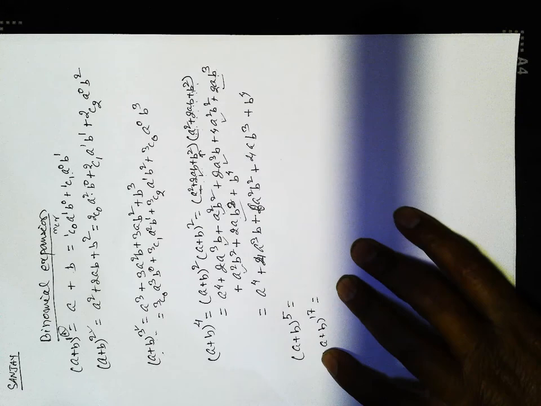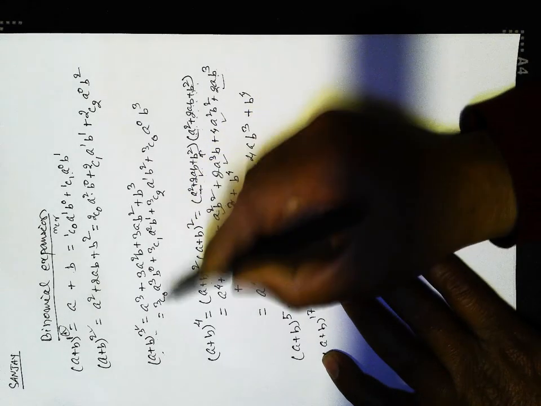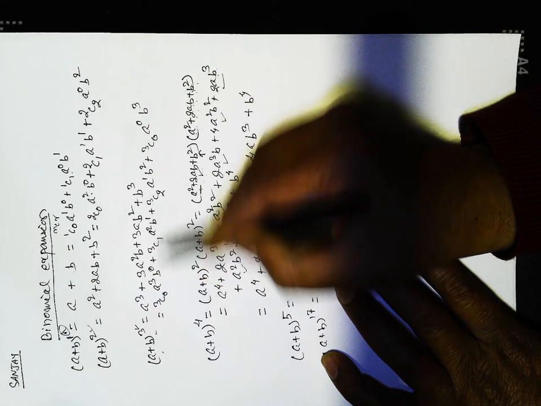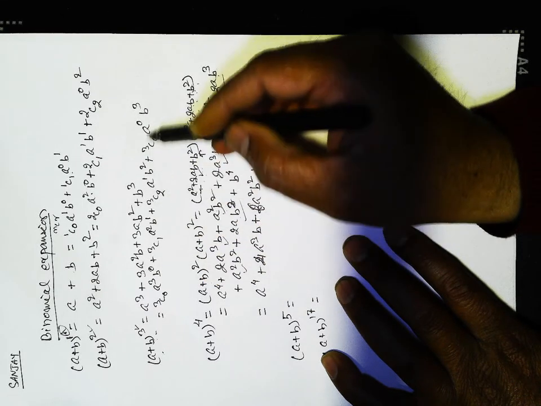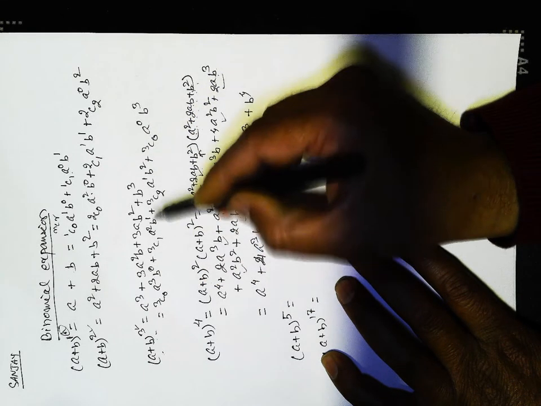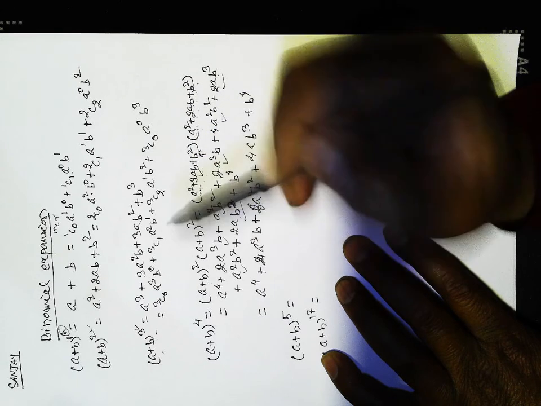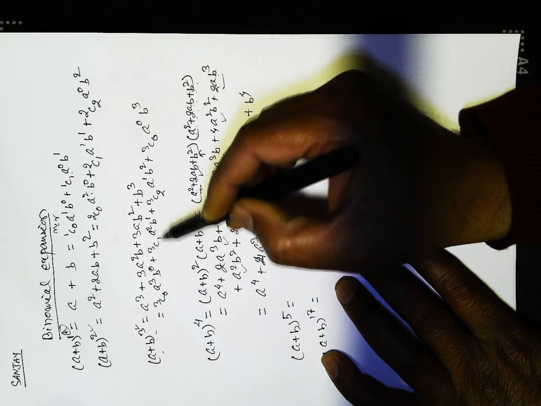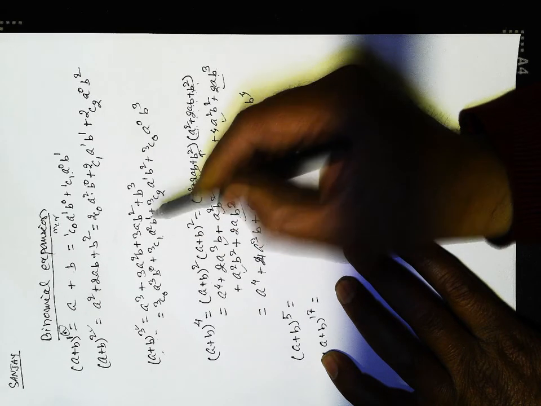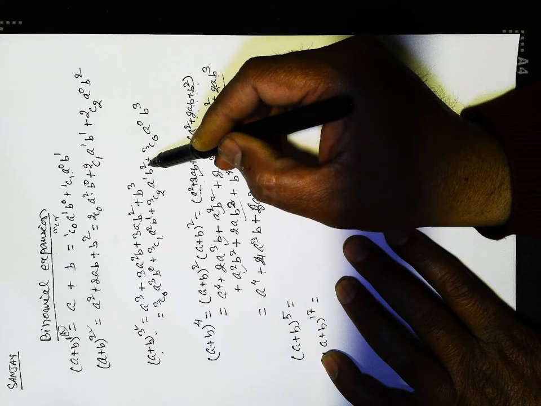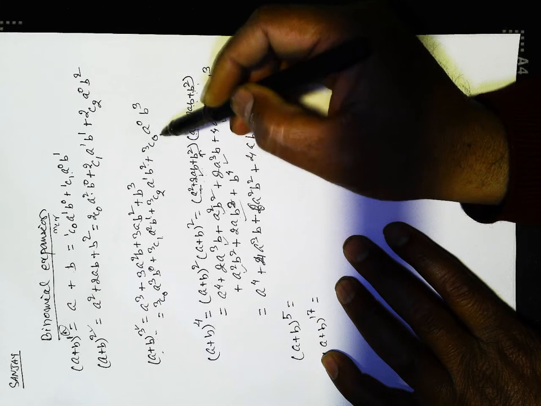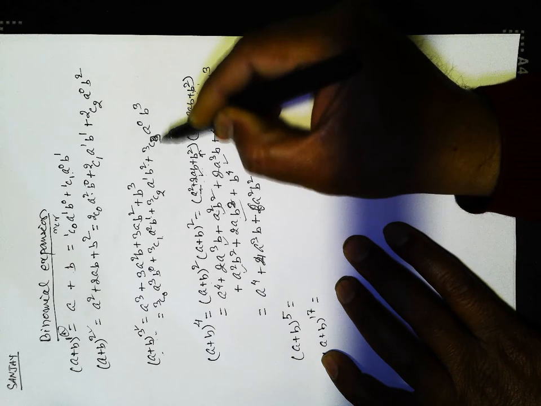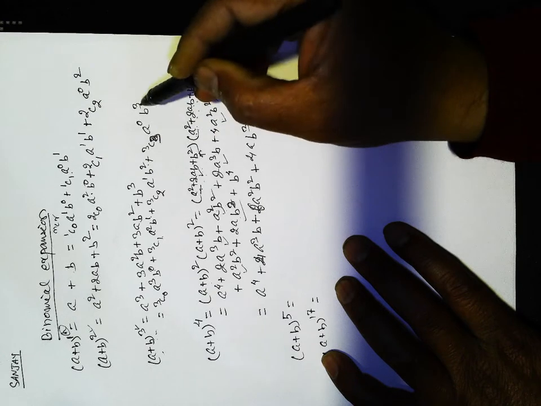Have you seen something? Look here, the power of a is in the decreasing order, that is, in the descending order. At the same time, the power of b is increasing. That is one feature. Another feature: you can see 3c naught here, then b to the power 0. Here 3c1, then b to the power 1. Here 3c2, then b to the power 2. And sorry, 3c3. There should be 3c3. So if there is 3, then b to the power 3.